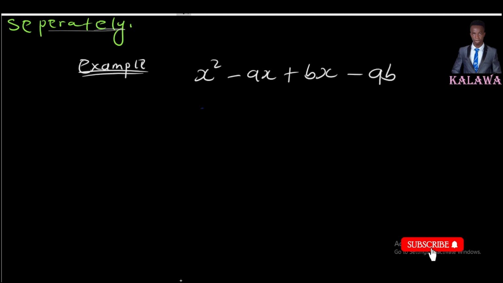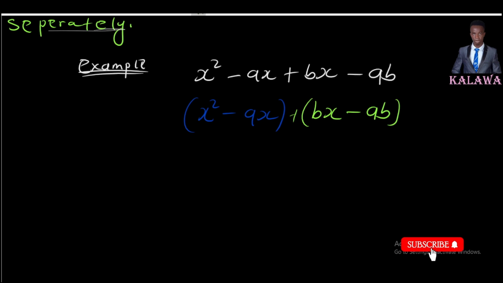So if we are to group here, we group the first aspect, x squared minus ax, as one. And then we also group bx minus ab. This again is another grouping. After we group, what we do now is we factorize.